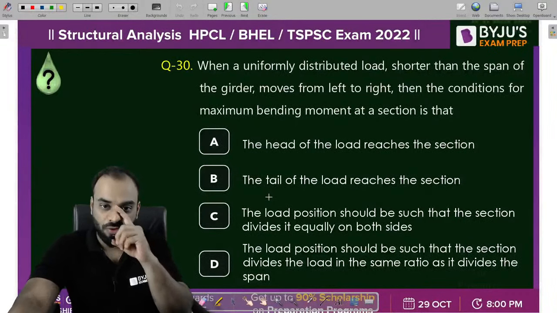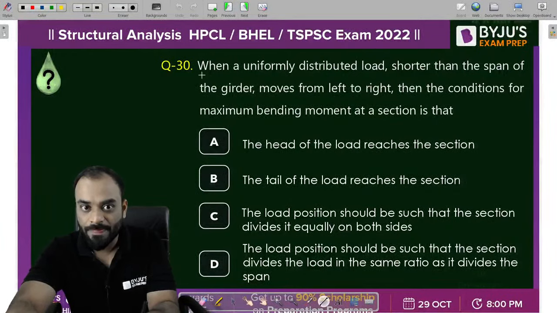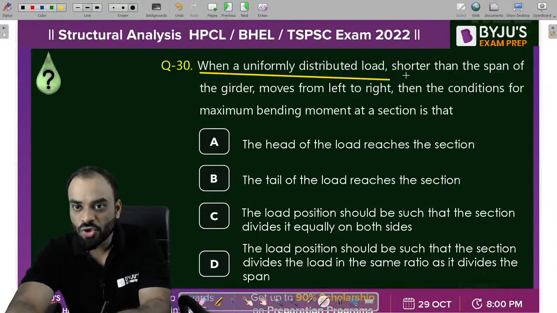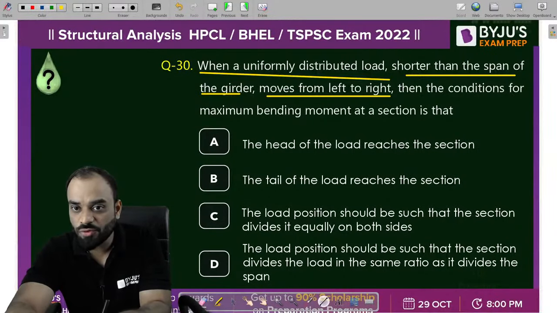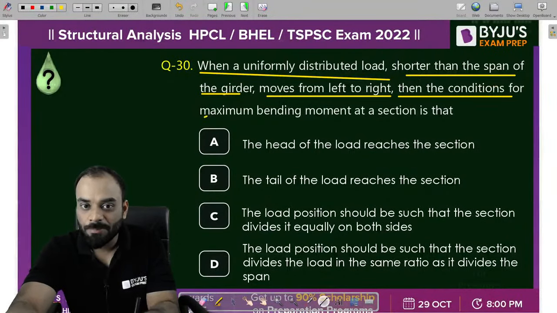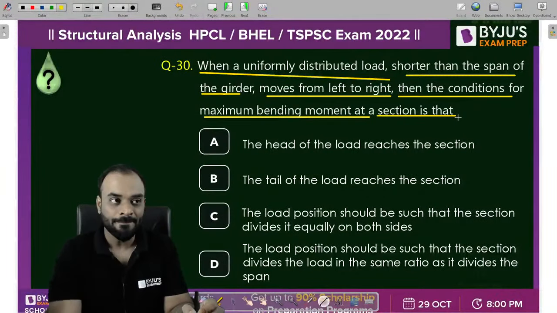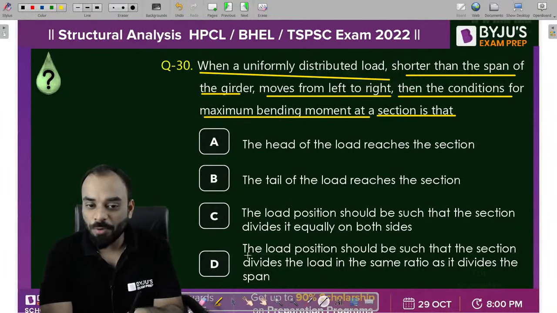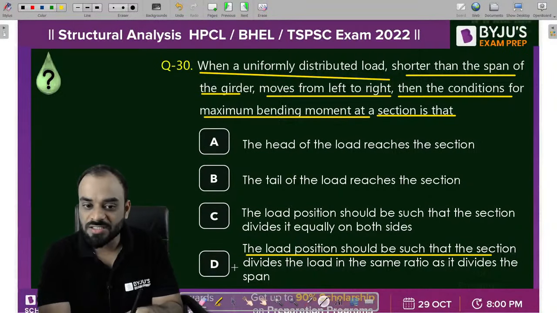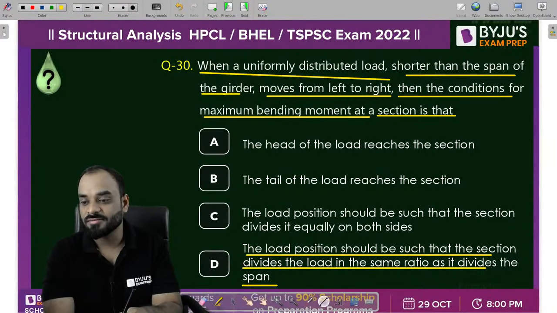Next question in front of you guys, which is related to the ILD. Kindly read it very carefully. When a UDL shorter than the span of the girder moves from left to right, then the condition for maximum bending moment at a section is what? I think all of you know that. D. The load position should be such that the section divide the load in the same ratio as it divide the span. Yes or no?